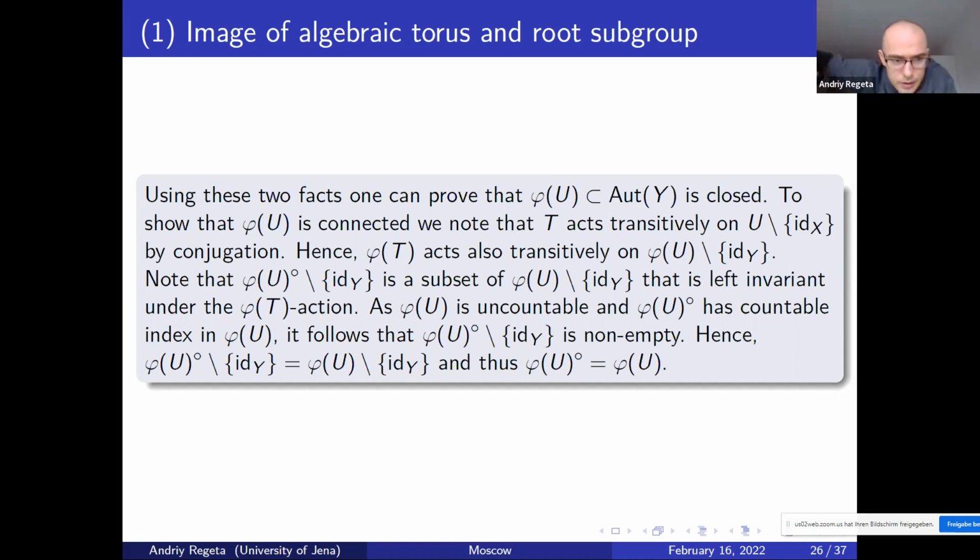One can show here, well, it's really not difficult, maybe even easy for some of you and obvious, that phi of u naught minus identity actually coincides with phi of u minus identity. Or in other words, the image of a root subgroup is connected. So we proved first that the image of a root subgroup is closed, and now we prove that it's also connected.